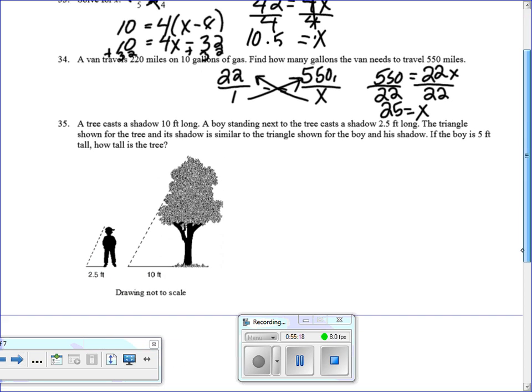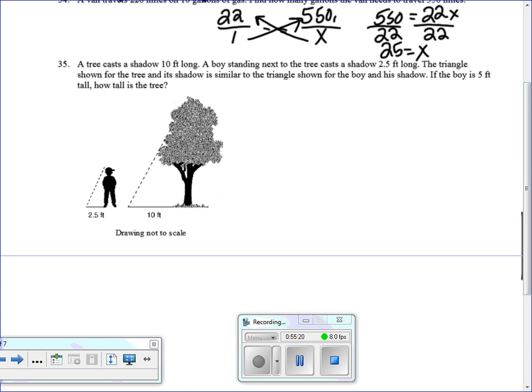Okay, the last question. It says a tree casts a shadow 10 feet long, and a boy standing next to the tree casts a shadow that is 2.5 feet long. The triangle shown for the tree and its shadow is similar to the triangle shown for the boy and his shadow. The boy is 5 feet tall. How tall is the tree? Okay, we know that a 5 foot tall person casts a 2.5 foot shadow. So we need to know how tall of a figure gets you a 10 foot shadow.